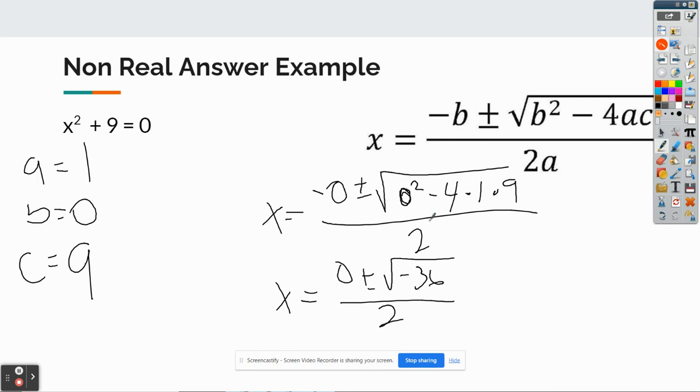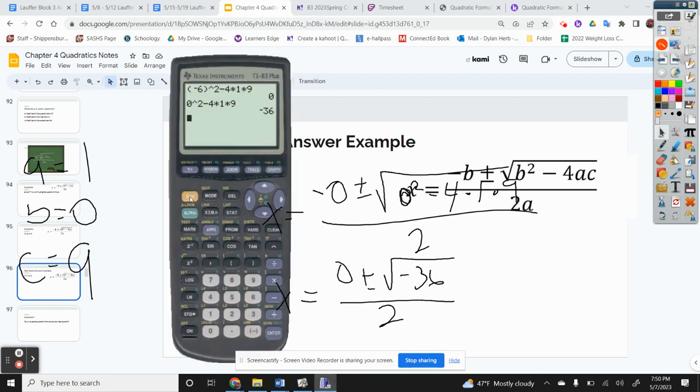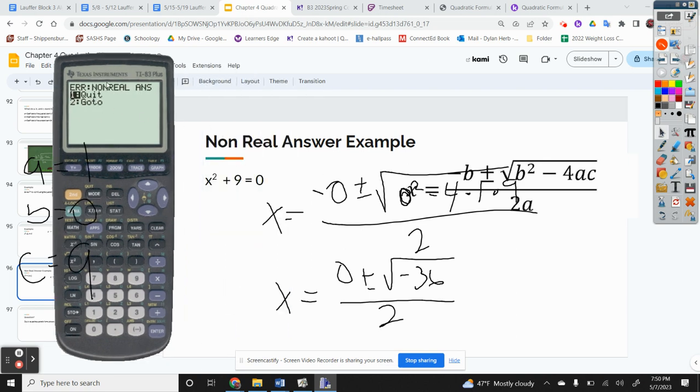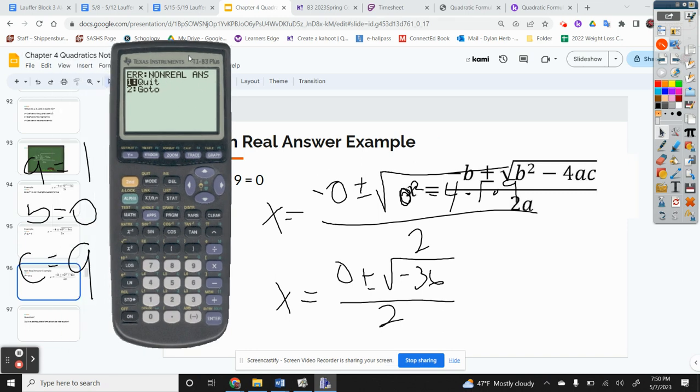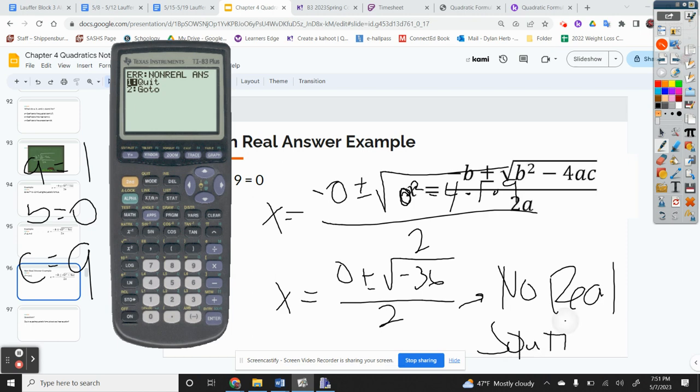And then you try to figure out what the square root of -36 is. And that's where your problem is. If you use the calculator to do these, it will tell you. So square root of -36, it will tell you non-real answer, which is funny because this says non-real example. Non-real means there's no real solution, so there's no numbers that work. We're not going to go over what imaginary numbers are because that's what this is. But that's a non-real answer, so you could stop there and you could write no real solutions. And then that would be it.